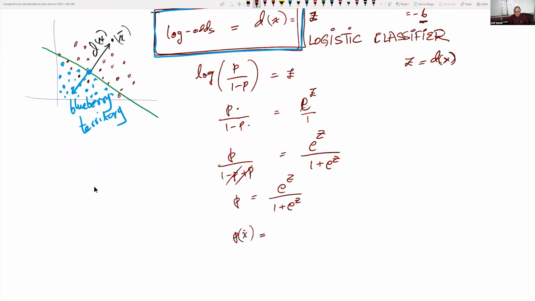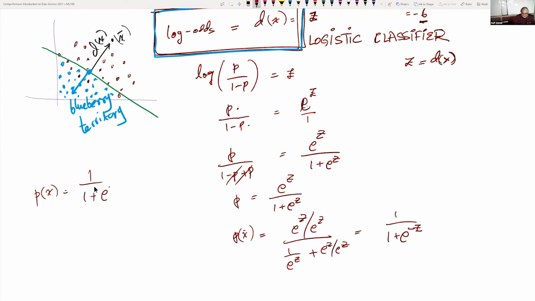Let's bring back our notation. And suppose we divide both sides by e to the z. So e to the z divided by e to the z would be 1, and 1 over e to the z plus e to the z by e to the z. And that becomes the more traditional form, 1 over 1 plus e to the minus z. And so this is the classic or celebrated logistic regression equation.